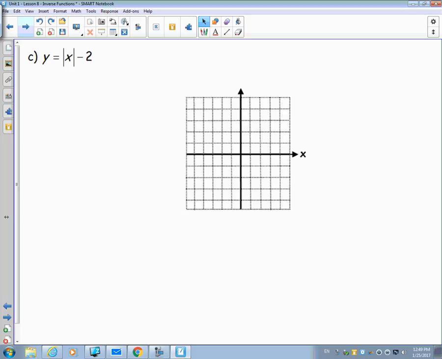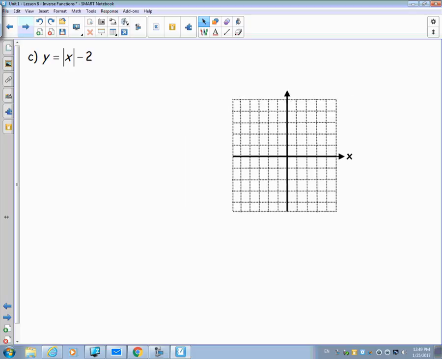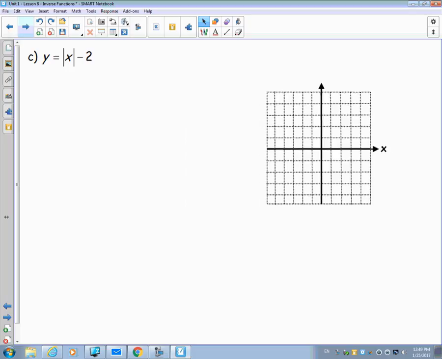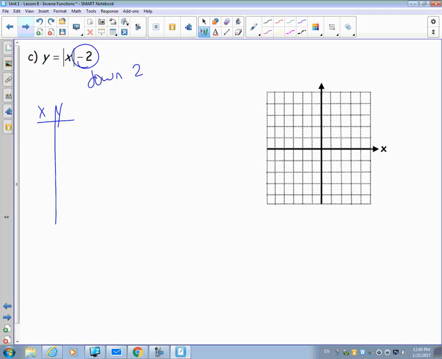So we get an idea of where we can take this. This is a parent function, one we're familiar with, hopefully. Okay, this is the v, but it's the v that's been moved down 2. So if I wanted to, I can make myself a table. What would my table look like? It would be -2, -1, 0, 1, 2, and 2, 1, 0, 1, 2. And we need to transform that, right? This would be my new function. I want to move down 2, so y minus 2.